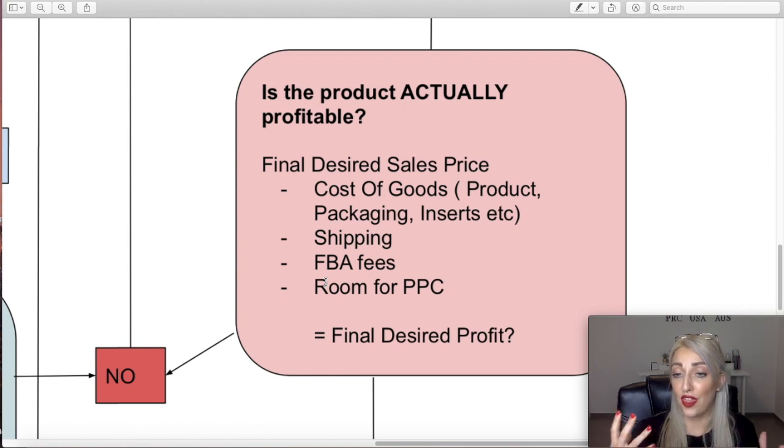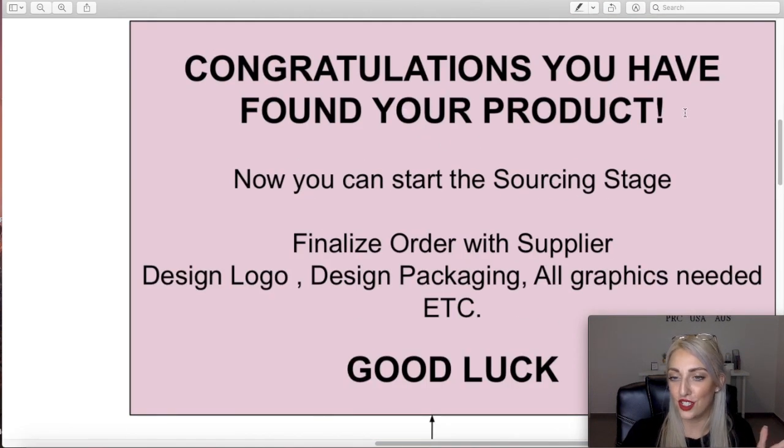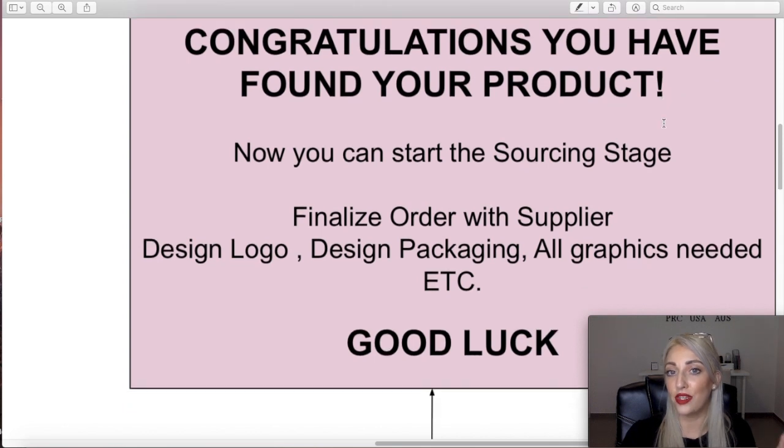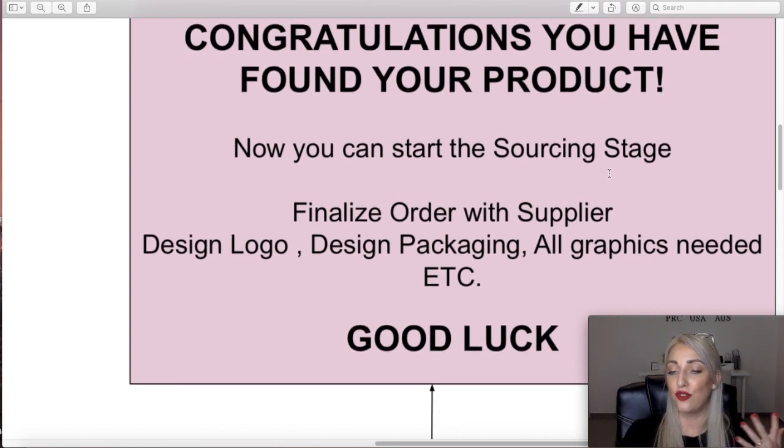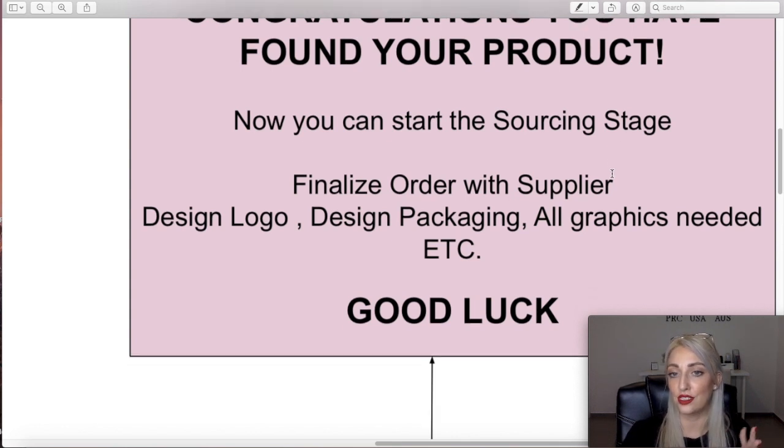You need to find out whether that is good enough for you or not. You always want to leave a few dollars, like $1 or $2 plus minus, because it's really difficult to estimate PPC cost initially, and you want to be able to leave room for that. So if not, it'll take you back to the product research stage, but if yes, then congratulations, you have found your product. Now you can start at the sourcing stage. You can finalize your order, your design, your logo, your packaging, your graphics, etc.